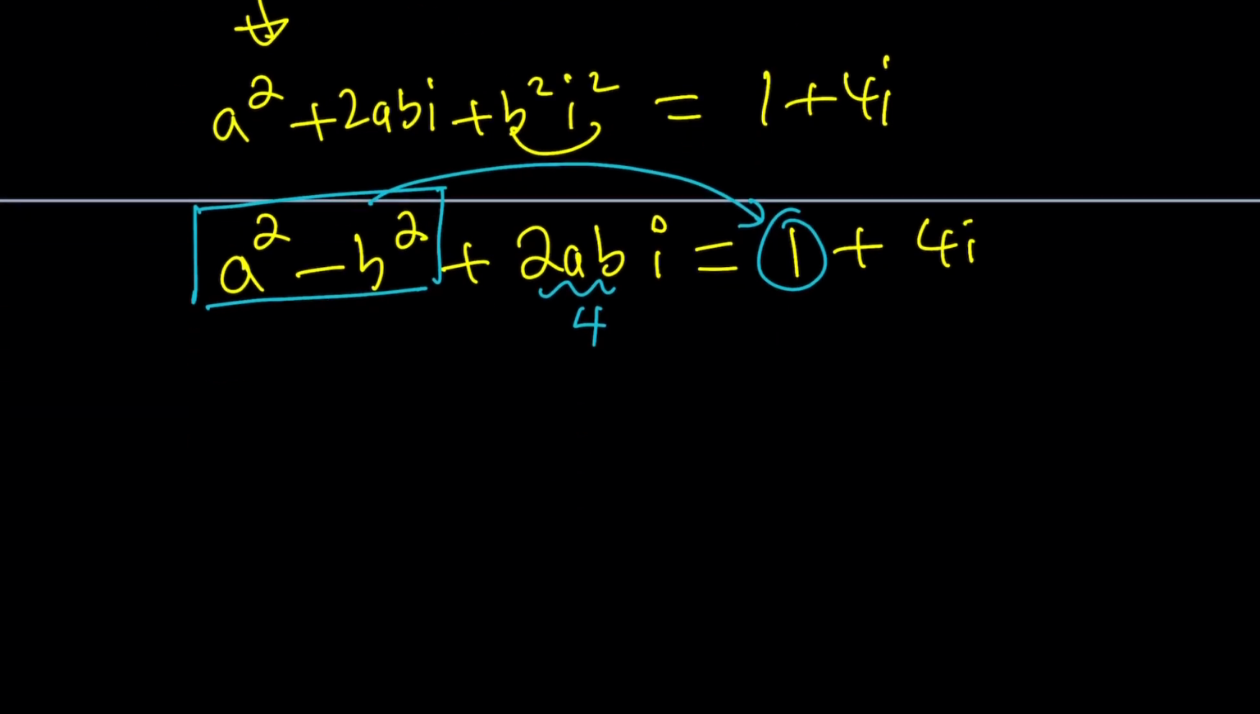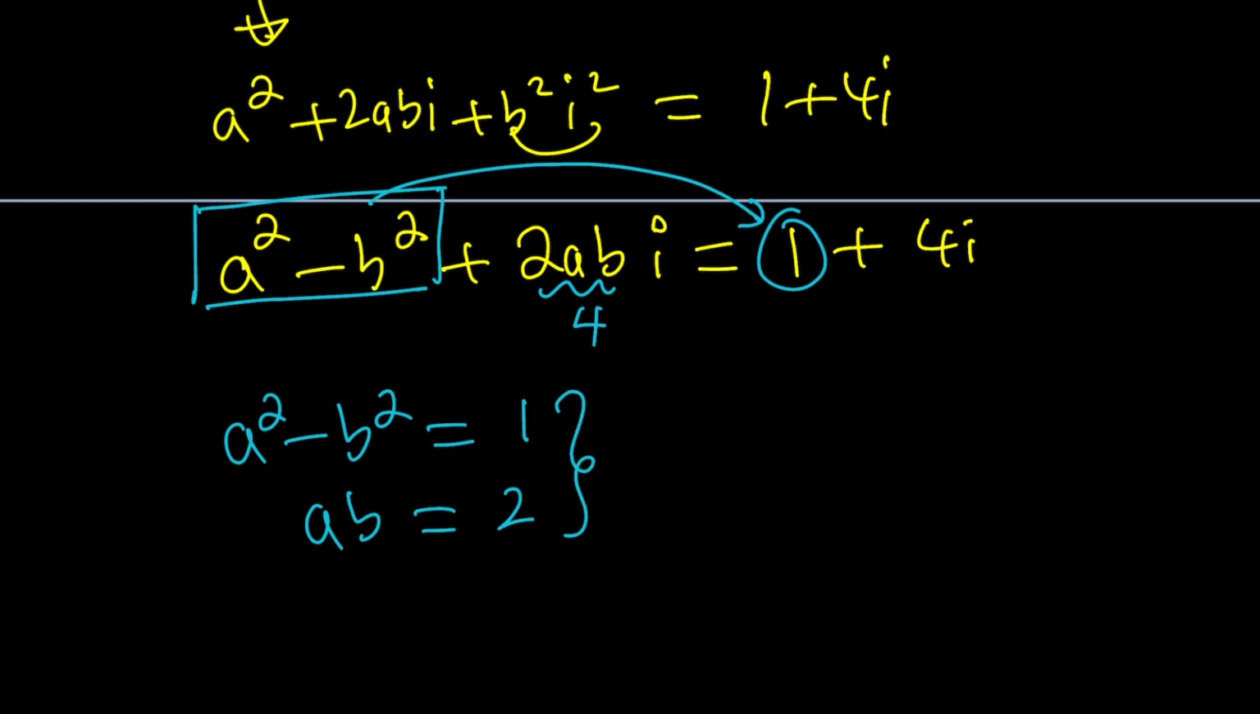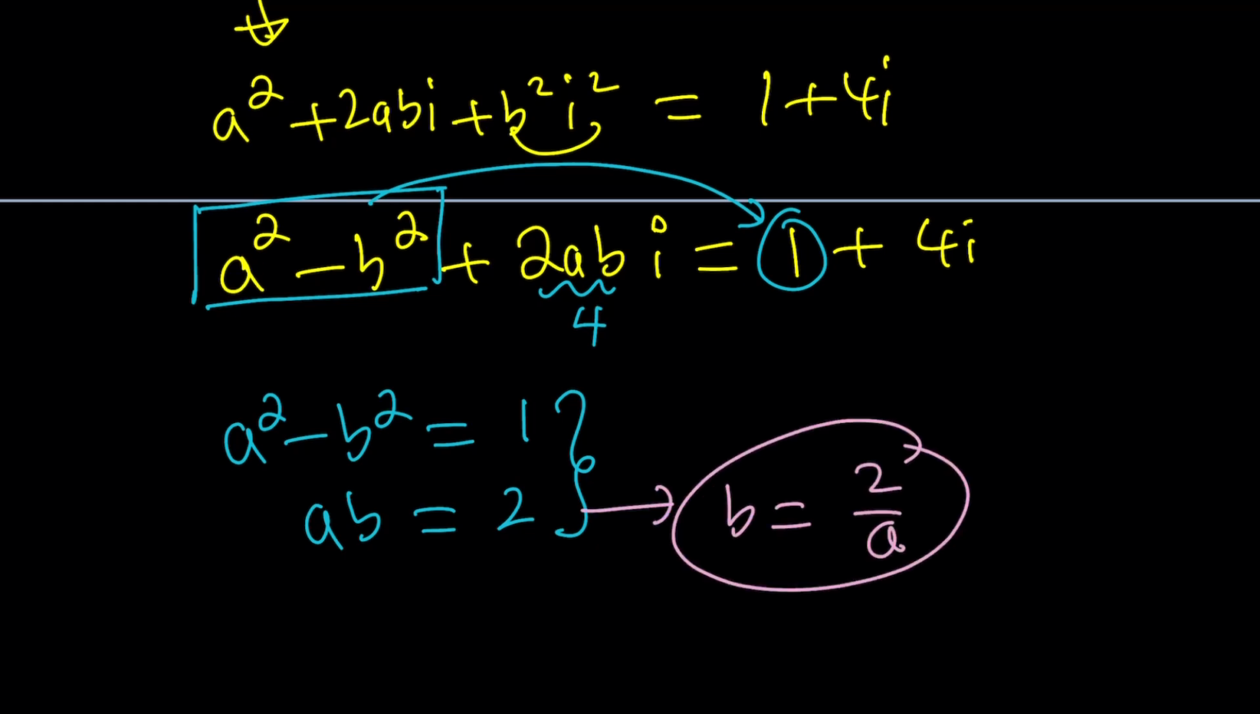Awesome. That gives us a really nice system. a squared minus b squared equals 1, and ab equals 2. I just divided both sides by 2. Okay? How do you solve such a system? It's quadratic. There's a couple different ways to do it. One method is you can go ahead and replace b with 2 over a and then plug it in here. That will give you a solution.